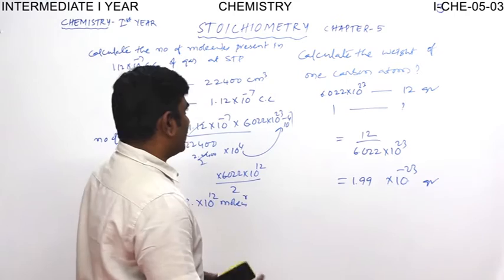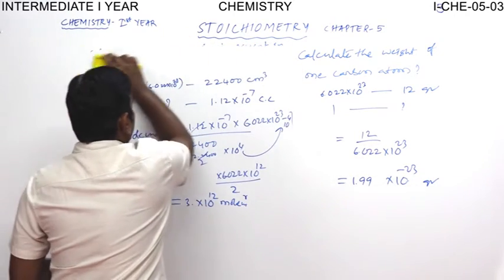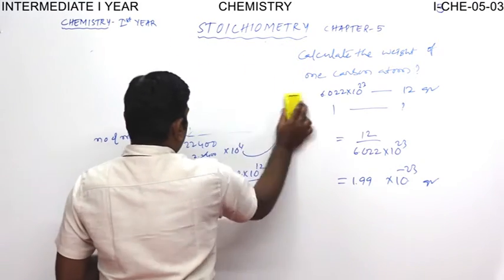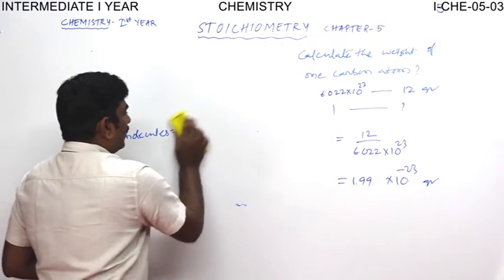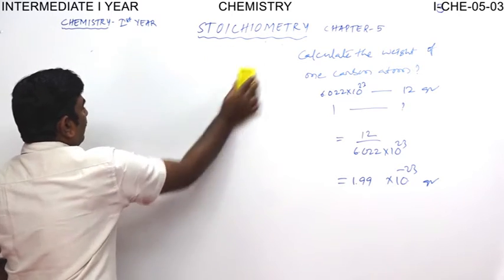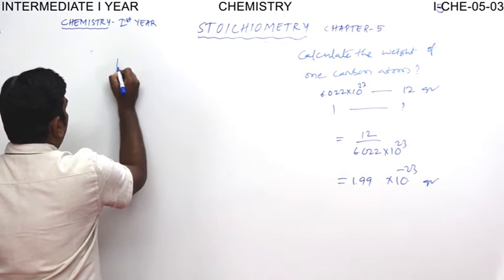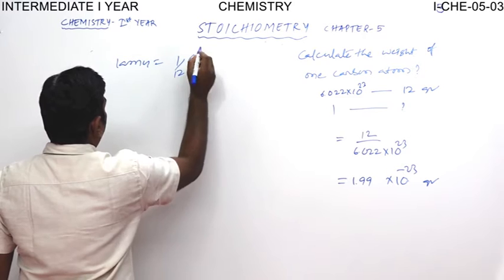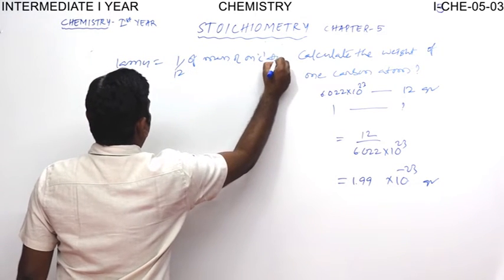So already we discussed the atomic mass unit in the previous class. One atomic mass unit is equal to 1 by 12th of the mass of one carbon atom, as we discussed. So I'm trying to do that.